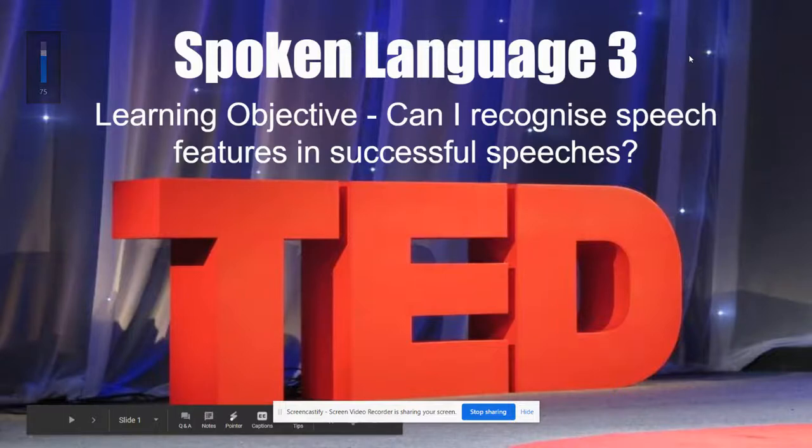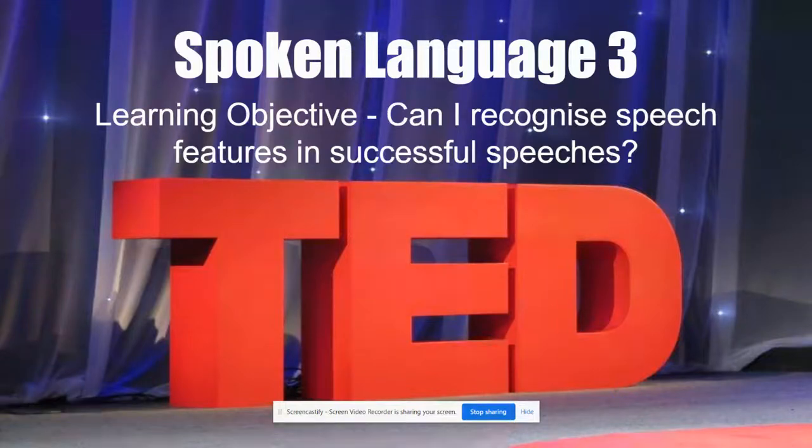Morning everyone. I'm going to talk through what I'd like you to do for spoken language lesson 3. You can see that our objective there is to recognise speech features. So we're looking at more sentence level strategies for persuasion and successful speech writing. And you can see from the background there that we're going to use TED Talks, which is a really brilliant site that I'm going to get you to go to today.